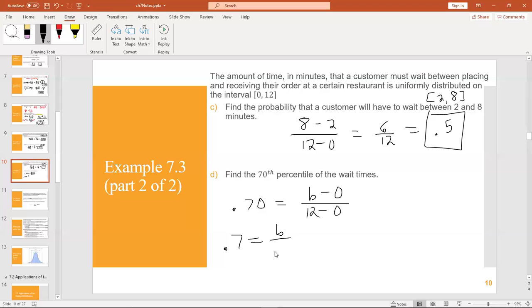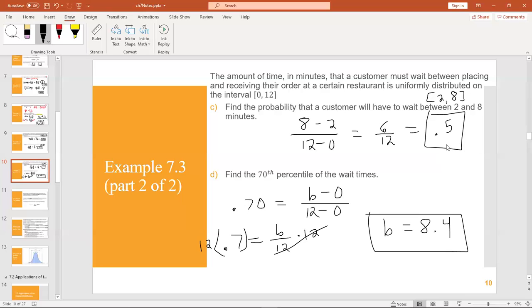That's going to simplify to 0.7 equals b over 12. To solve this, we're going to multiply by 12, and that will cause those to cancel out. So if you do 12 times 0.7, you get 8.4. So 8.4 minutes is the 70th percentile of wait times.